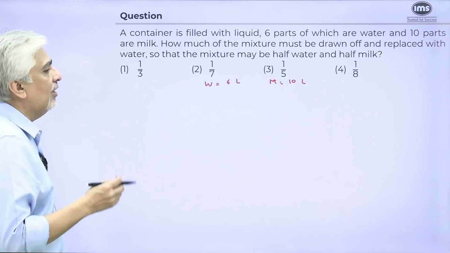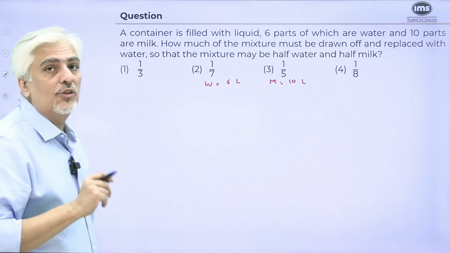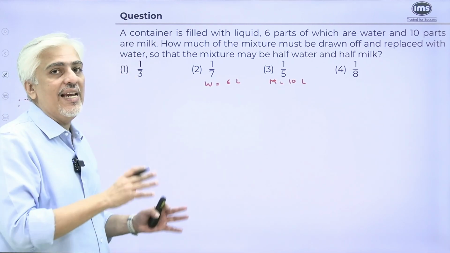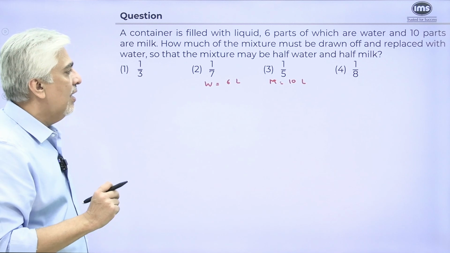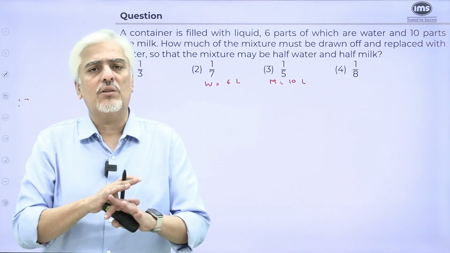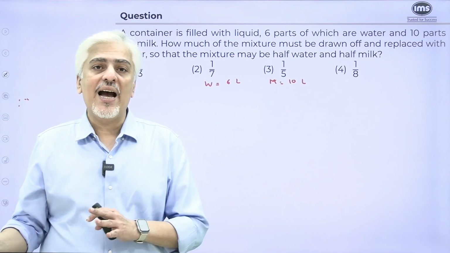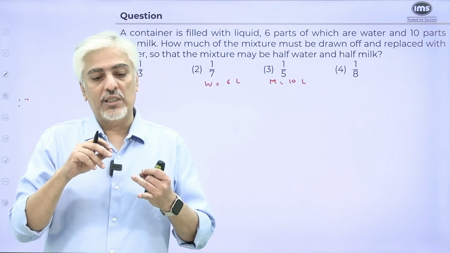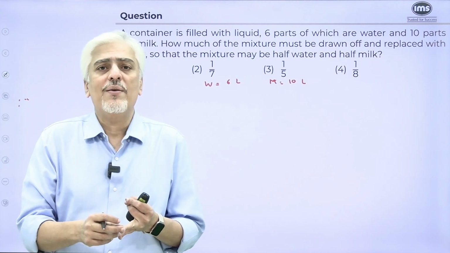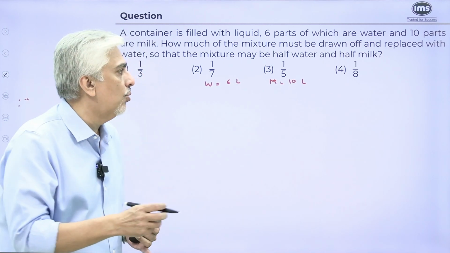So we want to find out the ratio. Understand, out of 16, how many parts have to be drawn off so that at the end we have 8 liters milk and 8 liters water. Now, understand such questions very carefully. When we are removing water and milk both, but when we are adding only water, so water will come out, it will again go in also. So double calculation for water. Why waste your time with double calculation? Let's concentrate only on milk.